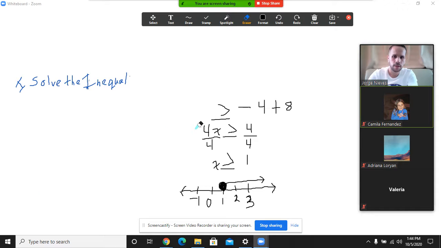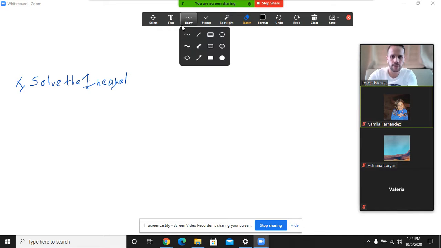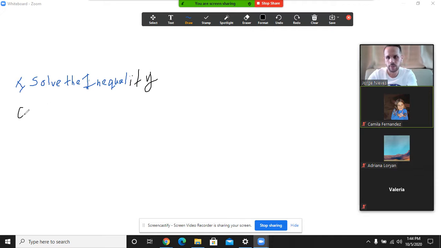Let's see example C or problem C, so we can see another one of this type of problem. We're still talking about solving inequalities. Let me do letter C, solve the inequality. Okay, we're going to work C now. Let me have it from your textbook.